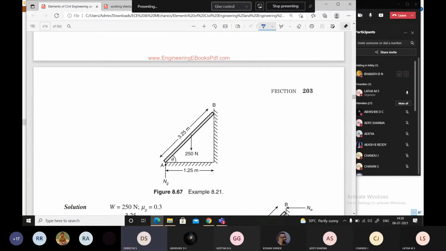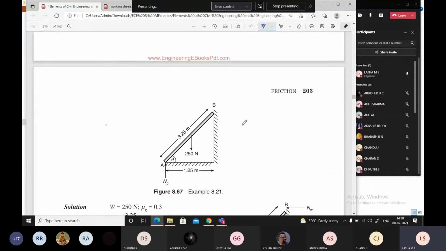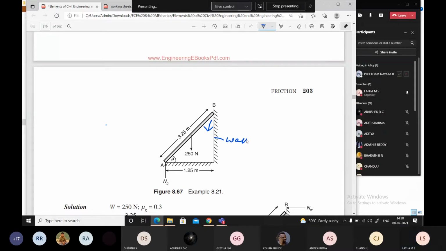Towards the left side, ma'am. Or whether it will move up or down? Down, ma'am. It will move down. You have a ladder at your house. You place it. This is the wall, and this is the floor. So at this point B, the ladder will move down.